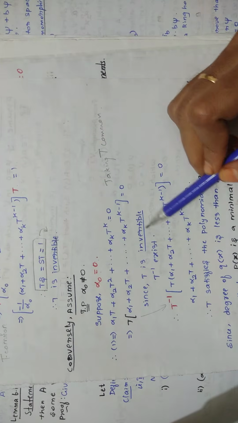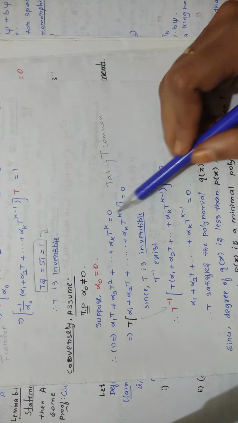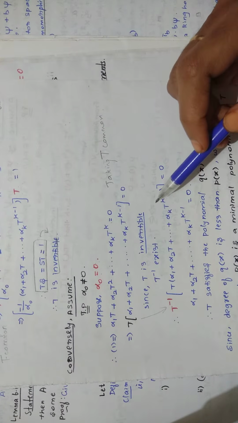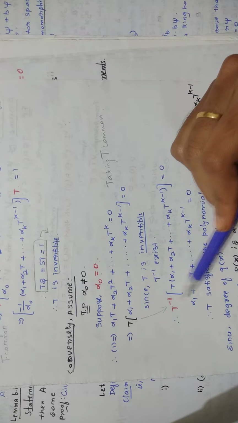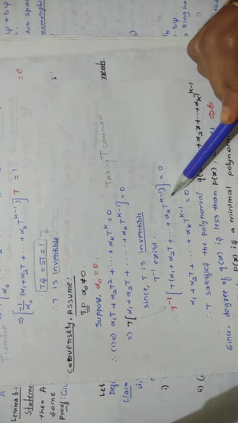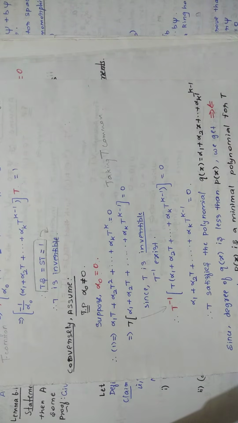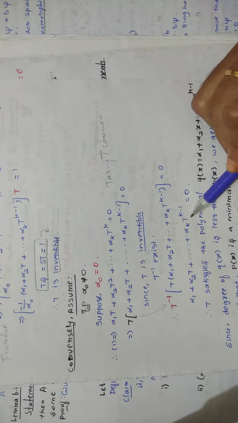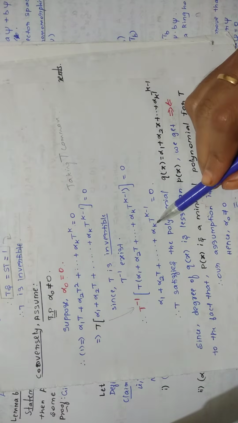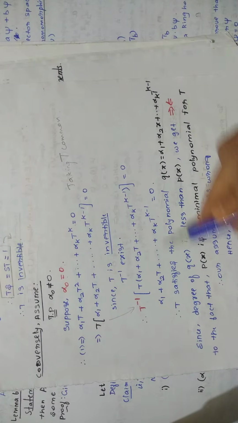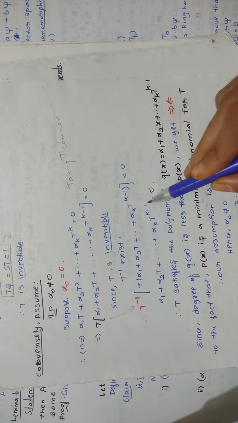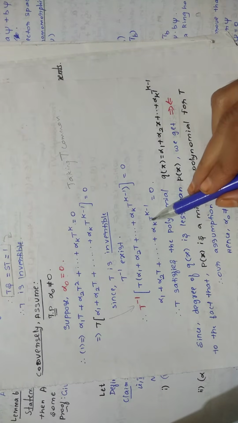Since t is invertible, in the assumption you have, you are using the assumption here: t is invertible, we know t inverse exists. So here you are multiplying with t inverse, so that you get this step. Now t inverse and t become 1, so that you get this step. Now you are giving a name to this polynomial, that is q of x. Now using that you are going to write a sentence: T satisfies the polynomial q of x equal to this. That is what is happening in this line.